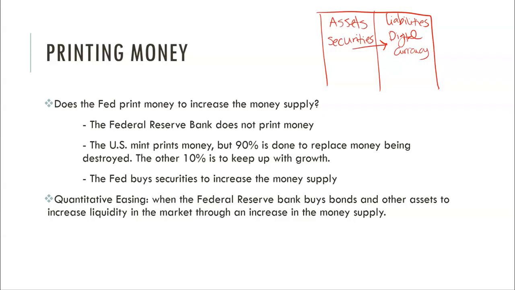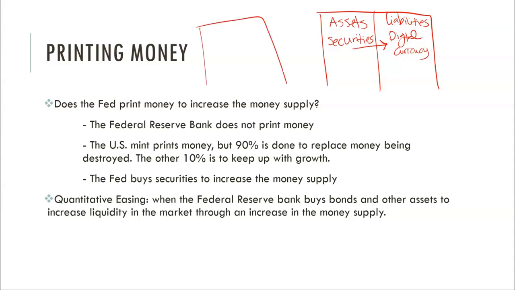You may have heard the term quantitative easing. This is something that happened a lot between 2008 and 2022. And this is where the Federal Reserve Bank is buying a lot of bonds, a lot of other assets, a lot of securities to increase liquidity in the market. So it could be that banks are making a bunch of loans.